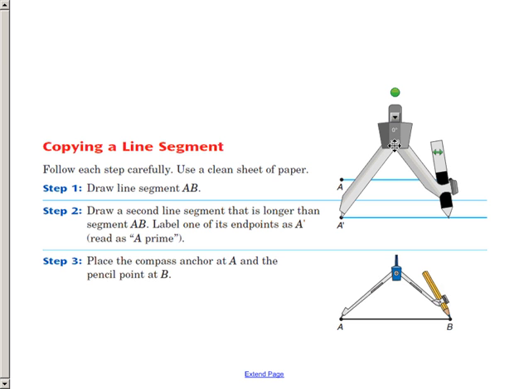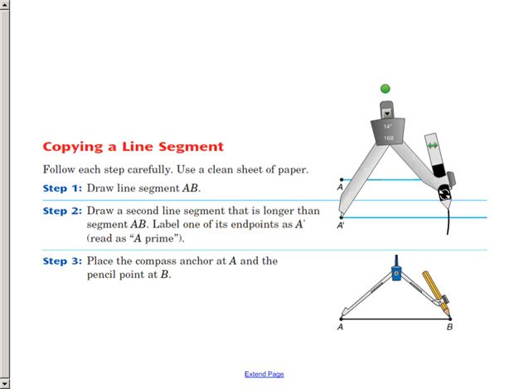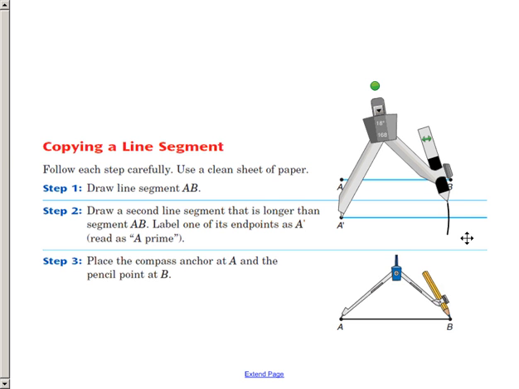You'll put the anchor right at point A, and then you will make an arc right here and label that B prime. And we'll see that on the next page. I was just showing your original line segment.